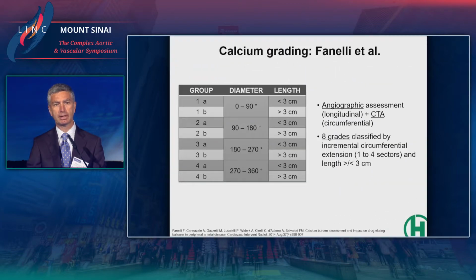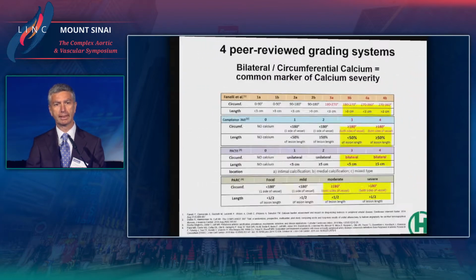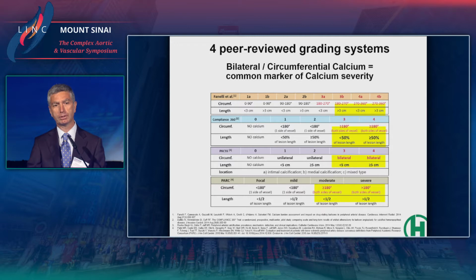And finally, the grading that we defined in our institution is based on the use of angio, CT angio, and also IVUS that was used to confirm. And very important, we have 8 grades according to the diameter of the calcium distribution and also according to the length. If you analyze all those 4 systems or methods, you can see that what is more important is that the bilateral or circumferential distribution is more correlated to the severity of the calcium, greater than the length. So that is where we focus more of our attention when we evaluate a lesion and we evaluate a patient.